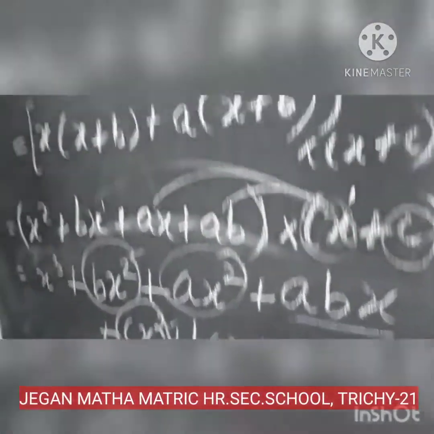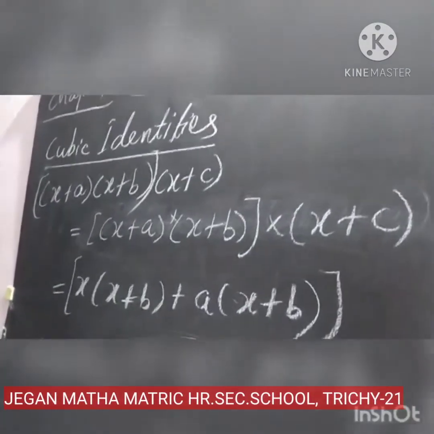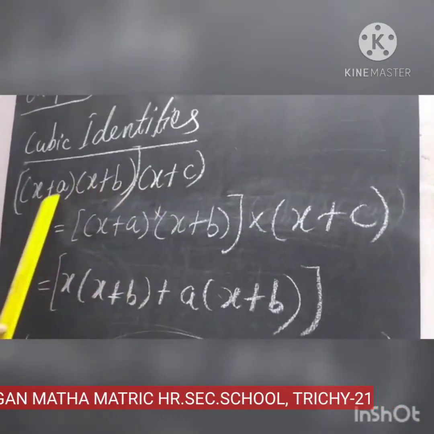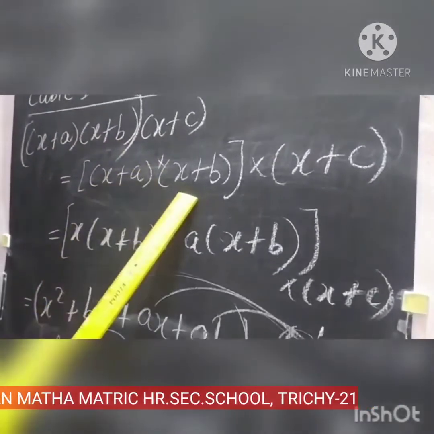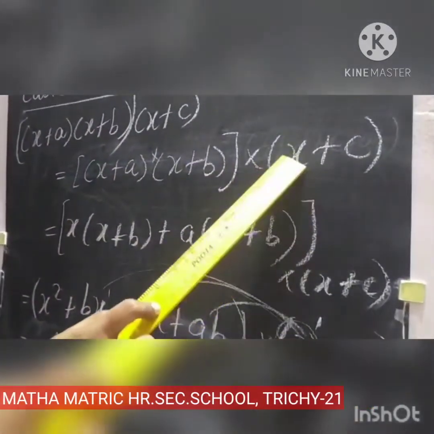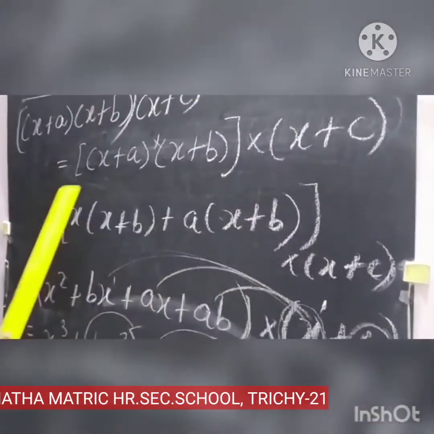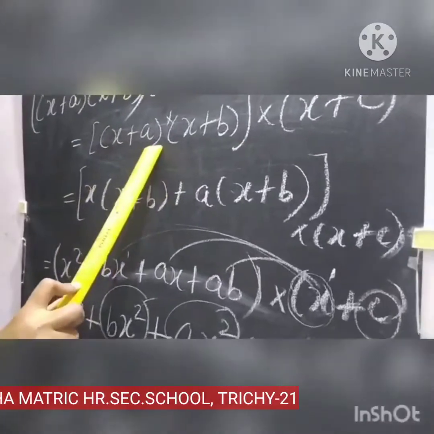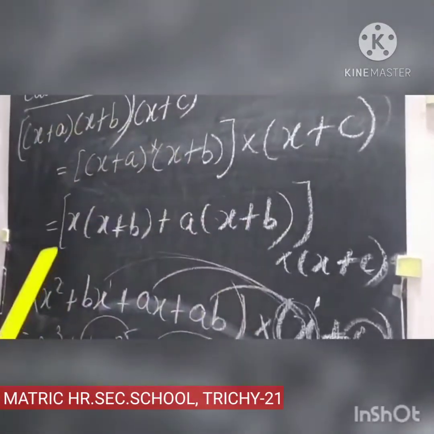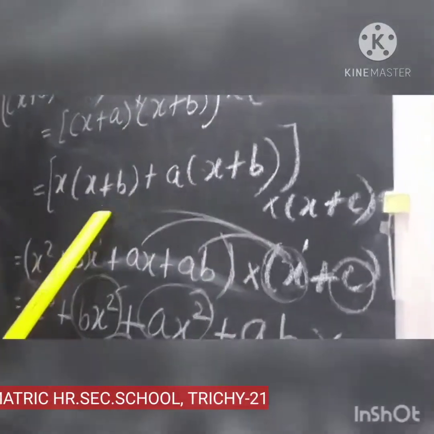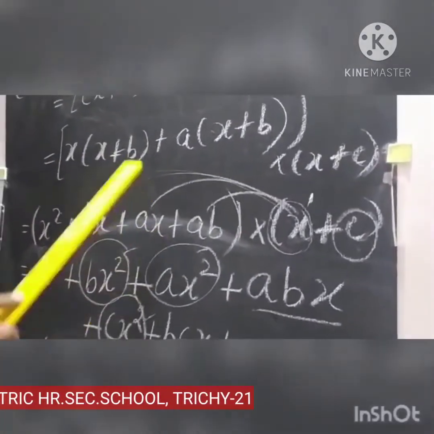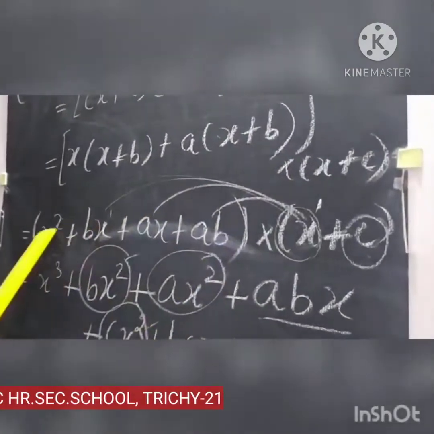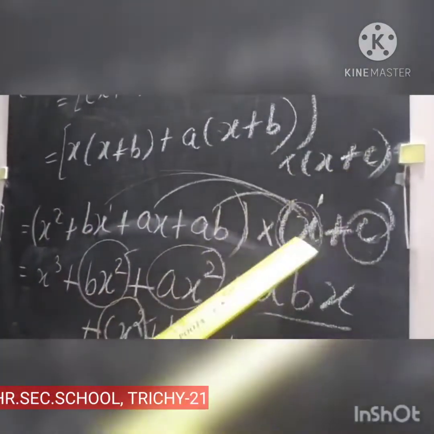Again I am telling, listen carefully. Here 3 brackets are there: (x + a), (x + b), (x + c). So first you select the first two, (x + a) into (x + b). You keep it outside, then (x + c) is outside. As usual, select x into (x + b), then a into (x + b). So x into x, x squared, b into x, bx, plus a into x, ax, plus a into b, ab. This first bracket has 4 terms. Then outside (x + c) is there.